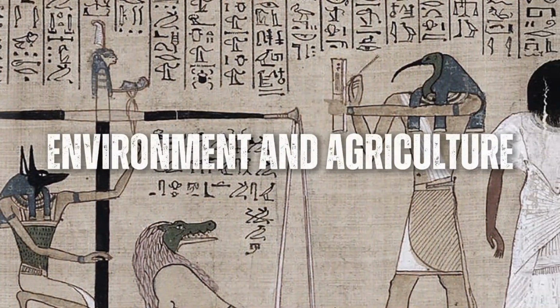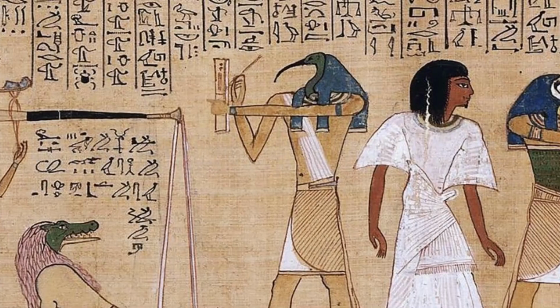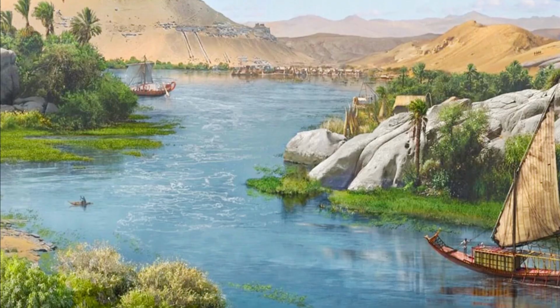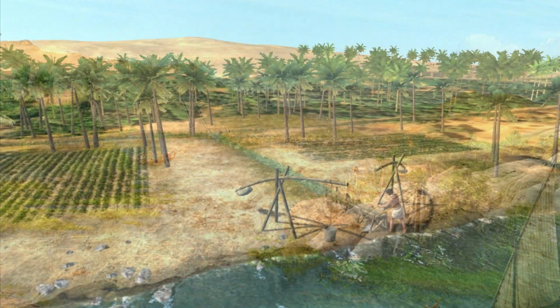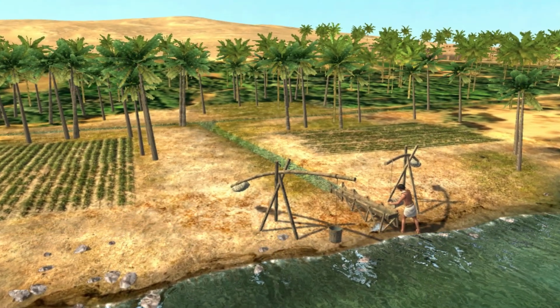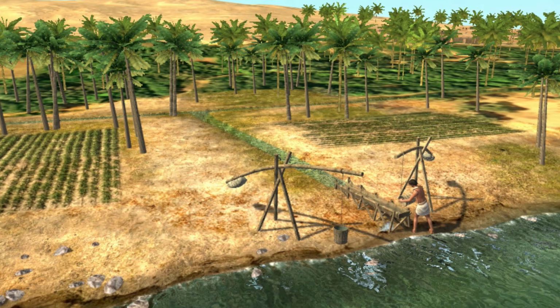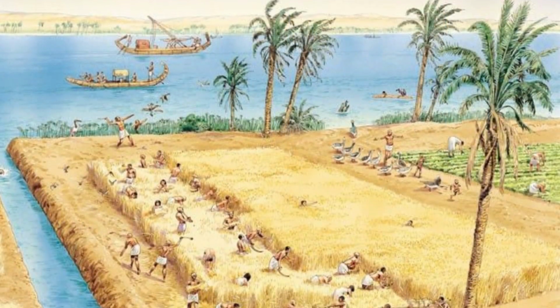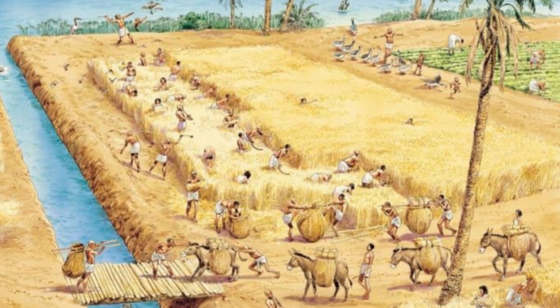Number 4. Environment and agriculture. When comparing how these civilizations managed water, Egypt's survival was intimately tied to the Nile River. Irrigation systems and the annual flooding of the Nile allowed for the cultivation of crops in an otherwise arid environment. The Egyptians also built basins and canals to regulate water flow.